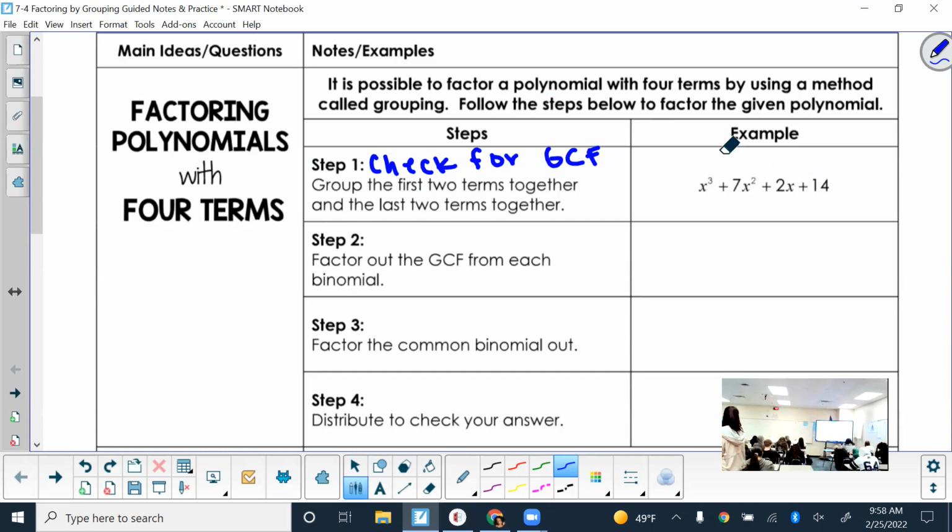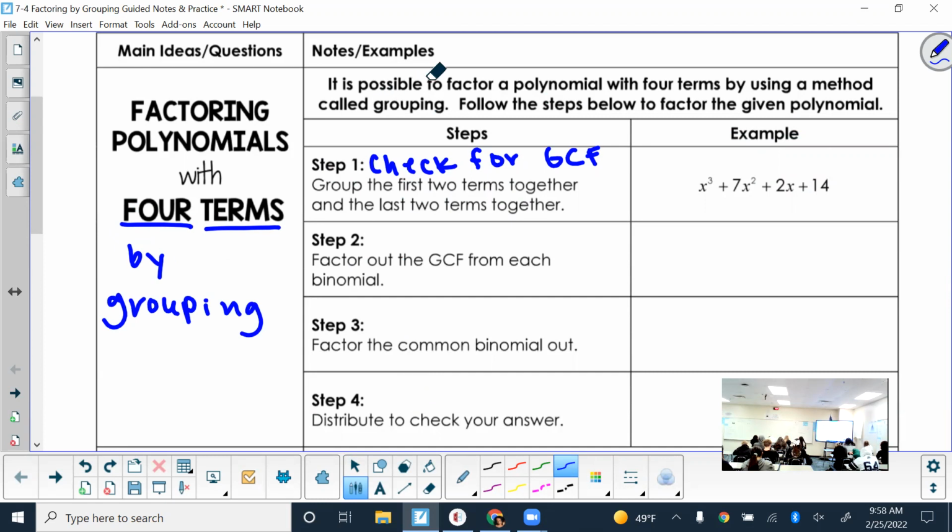So between 1 and 7, 2 and 14. The only GCF is 1, and we never factor that out. Can I factor out an x from each term? No. So then we see that we have 4 terms, and to factor polynomials with 4 terms, we do so by grouping, which is what these steps outline.